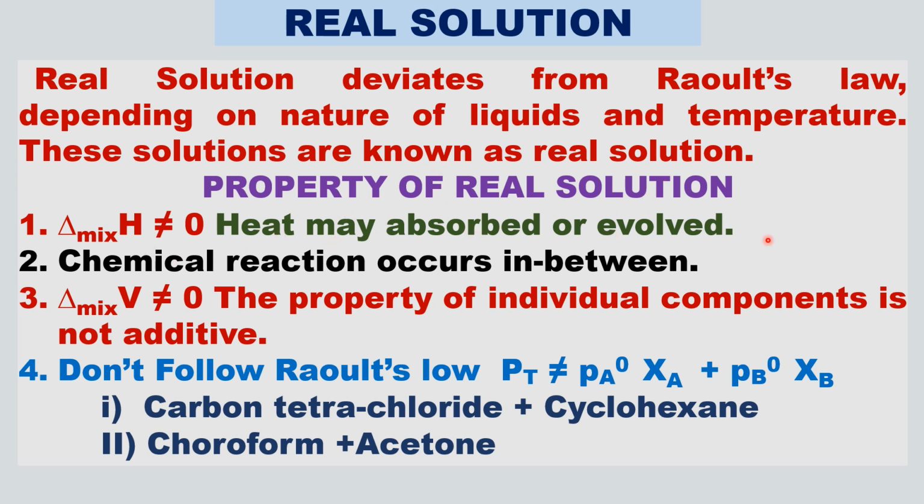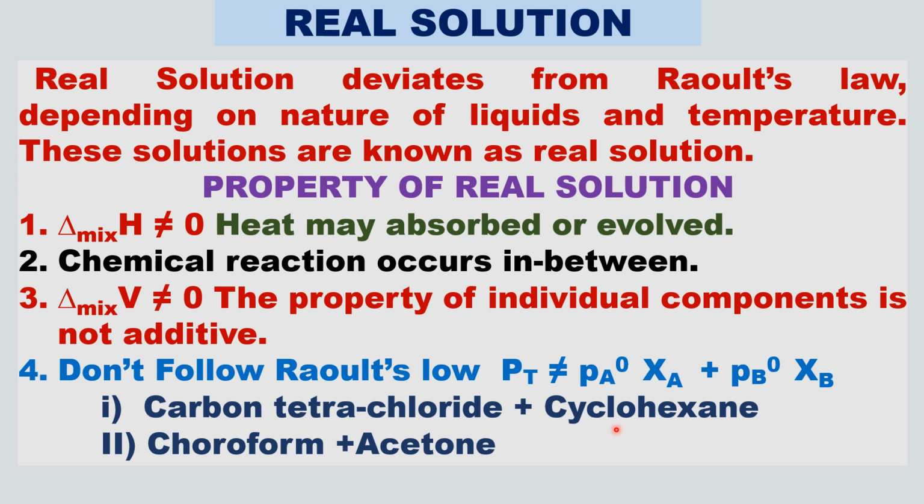Heat may be absorbed or evolved. In this case, heat may be absorbed or evolved, released. A chemical reaction occurs between them. Delta V mix is not equal to 0, because the property of individual components is not additive. It doesn't obey Raoult's law. Therefore, Pt is not equal to the sum of the partial pressures. The examples are CCl4 and cyclohexane, and chloroform and acetone.